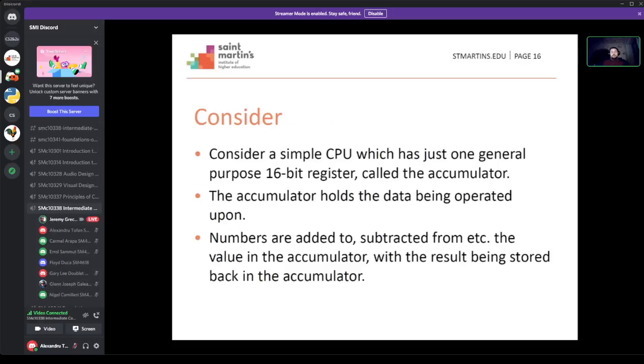So let's assume that in our simplified CPU, we have a single general purpose register, which is going to be a 16-bit register, which we're going to call the accumulator. In very old machines, you would have this accumulator. The accumulator essentially is a register that holds the data that is currently being executed upon. Essentially, all the numbers that you're going to be adding are going to be added directly to the accumulator. If you're going to subtract, you're going to subtract from the accumulator, and so on and so forth.